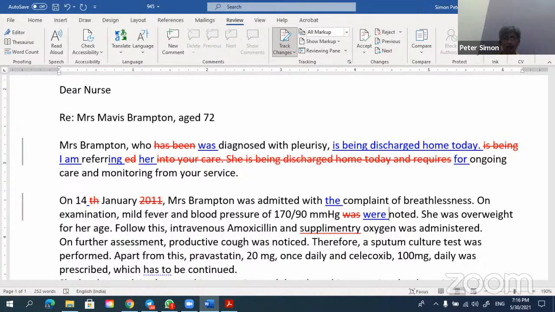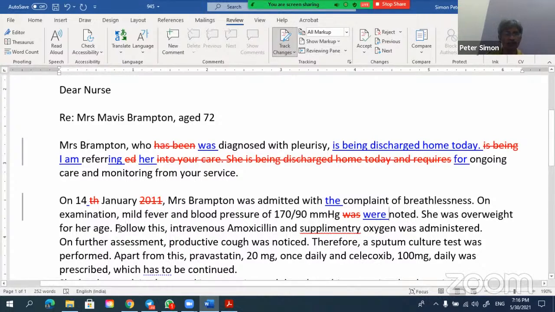She was overweight for her age. Follow this. What is "follow this"? I did not get what is "follow this". I did not understand what this "follow this" is. Okay. She was overweight for her age.